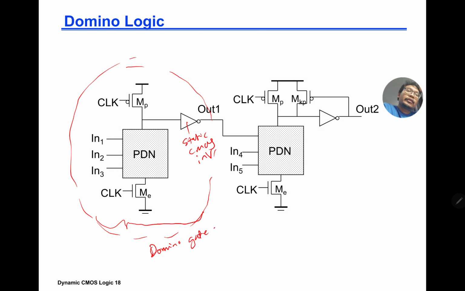So what is the deal here with the domino gate? Let's say you have a 1-to-1 transition and a 1-to-0 transition during evaluation. If it's 1-to-1, the output here is going to be 0-to-0. If you have a 1-to-0 transition, the output is going to be 0-to-1, and it's full swing.